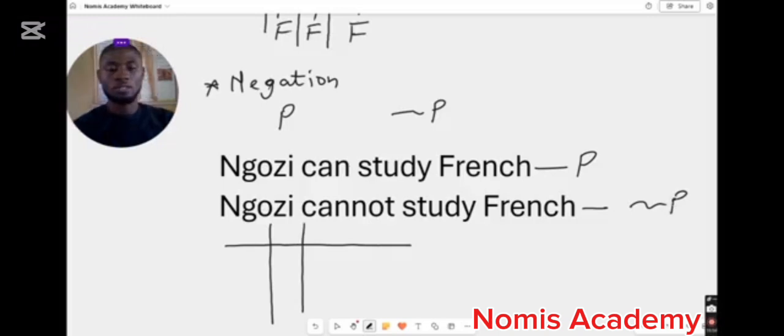So let's take statement P and the negation not P. If a statement is true, then the negation will be false. Is that simple? Yes. And if the statement is false, then the negation will definitely be true. It's just that negation tells the reverse of the statement. So when a statement is true, the negation is false, and when the statement is false, the negation is true.